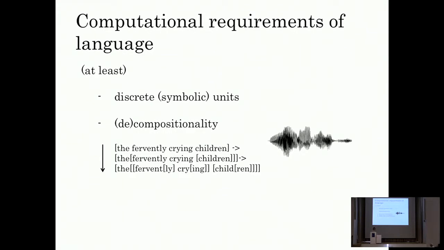So this is the knowledge that you have when you understand the sentence or the phrase, the fervently crying children, right? You don't lose the information that you have about the subparts. The fact that fervently is a word that is an adverb derived from an adjective, and you know that because you can put "ly" on it, while crying is an adjective derived from a verb. But people don't produce the fervent cryingly children, for example, right?